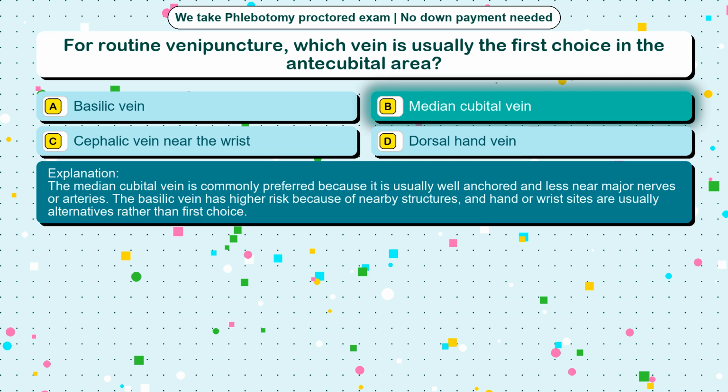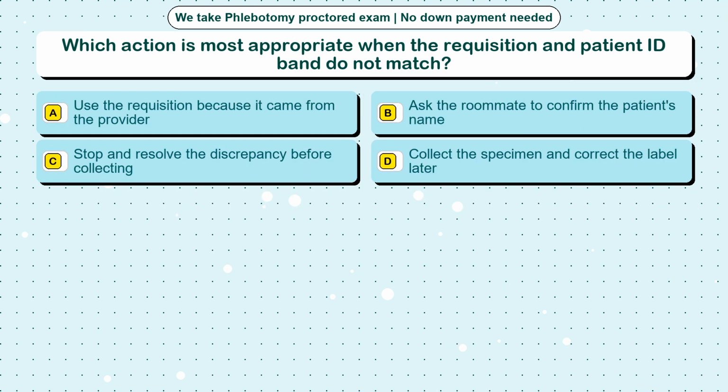The median cubital vein is commonly preferred because it is usually well anchored and less near major nerves or arteries. The basilic vein has higher risk because of nearby structures, and hand or wrist sites are usually alternatives rather than first choice. Question 17. Which action is most appropriate when the requisition and patient ID band do not match?